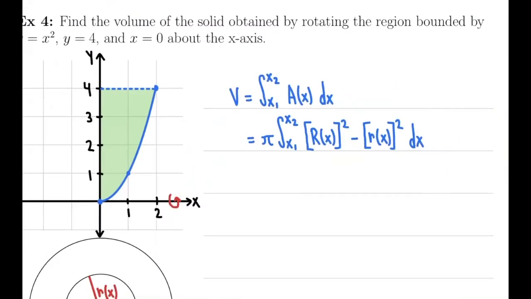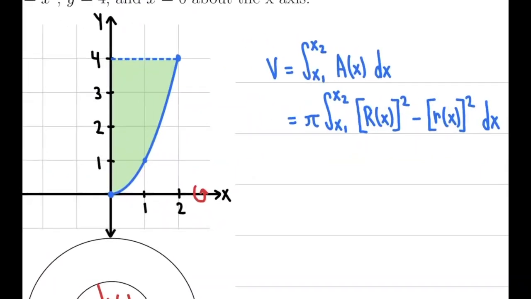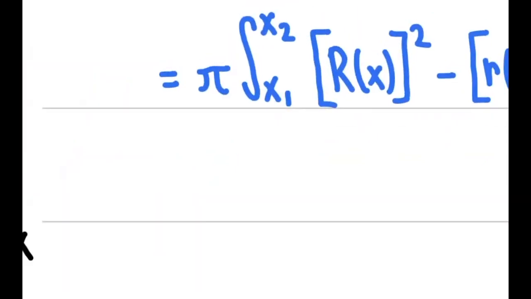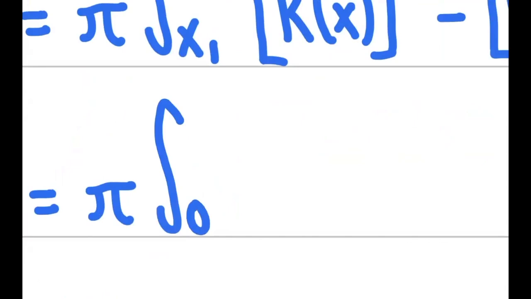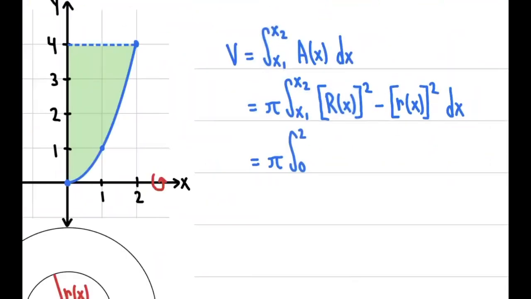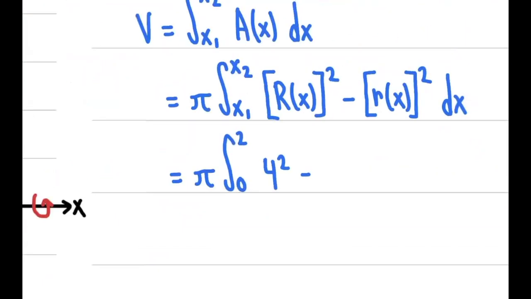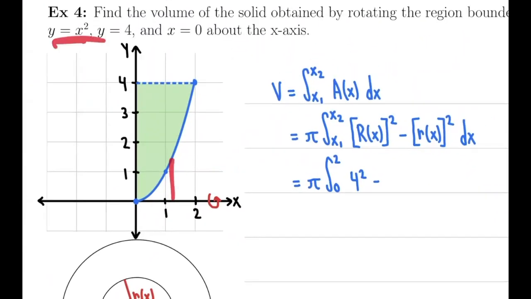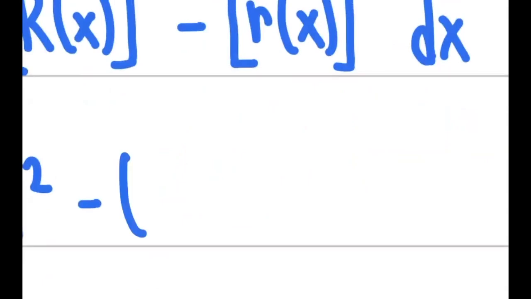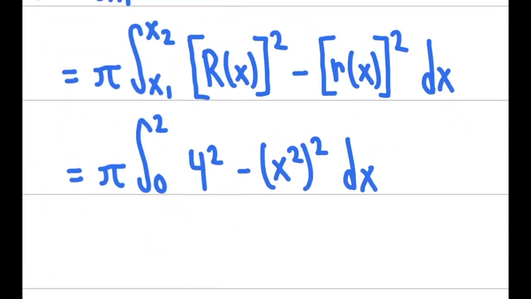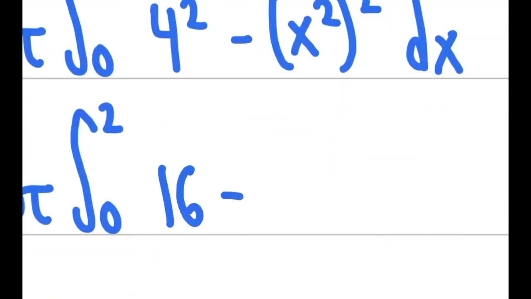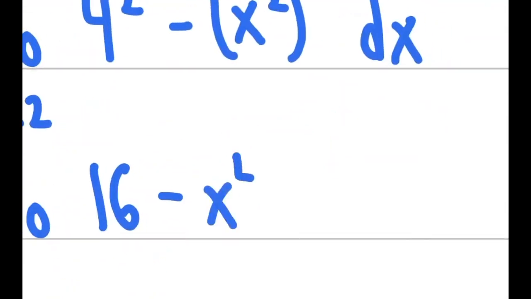Yes. And we're integrating this from 0 to 2 because it's a dx integral. Everything's in terms of x. So integral from 0 to 2. Again, outer radius is 4. It's constant, so 4 squared minus the inner radius, which is x squared, and we're squaring that. So 4 squared is just 16, and x squared squared is x to the power 4.